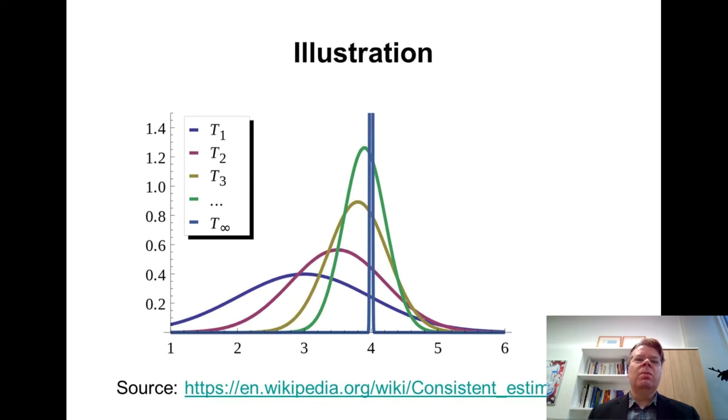Suppose that the true parameter value is 4, and in this case the estimator is converging. As the sample size approaches infinity, we get more and more precise estimates, and they get very much concentrated around this value of 4. And we can come arbitrarily close to this value of 4 by just increasing the sample size. So this is the meaning of consistency in the statistical sense.